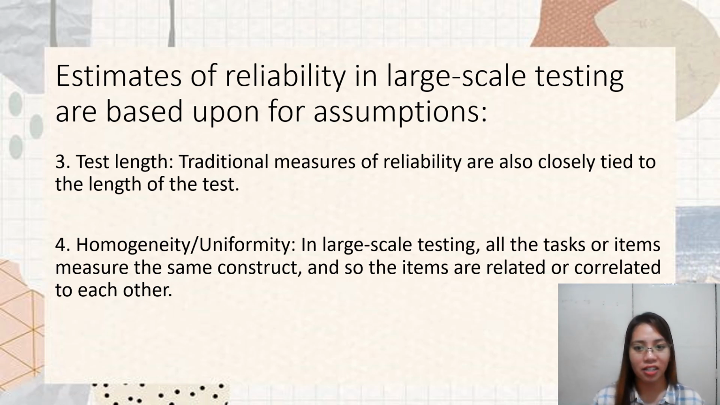So in large scale testing, all the tasks or items measure the same construct, and so the items are related or correlated to each other. It means that each piece of information is independently contributing to the test score, and the test score is the best possible representation of the knowledge, abilities, or skills of the test taker.